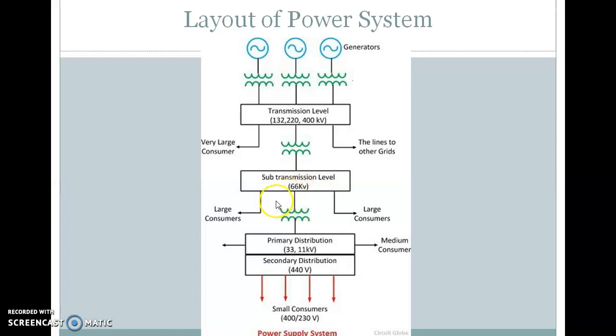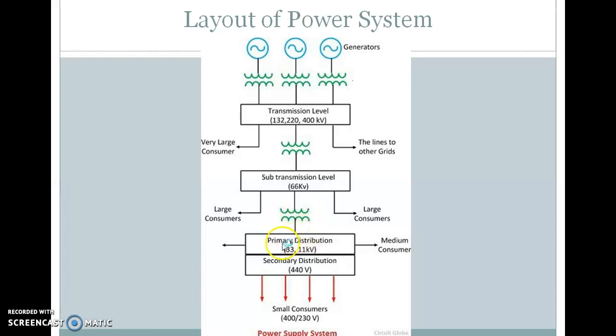Okay, the next transformer, the third layer of transformer, actually reduces the voltage from 66 kV to 33 or 11 kV. So from the third layer of the transformer onwards, the distribution part starts.